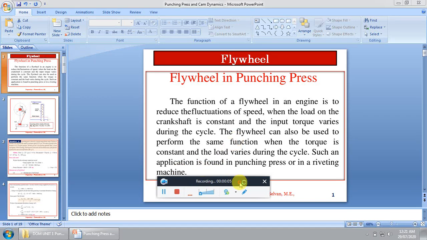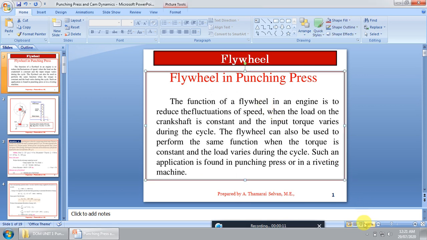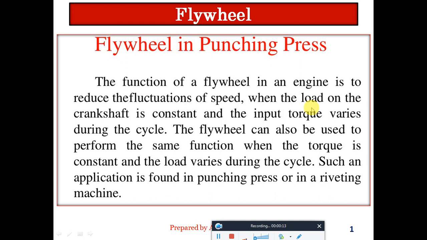Students, so we will see the punching press, where we use the flywheel in the punching press machine. The function of the flywheel in an engine is to reduce the fluctuation of the speed.